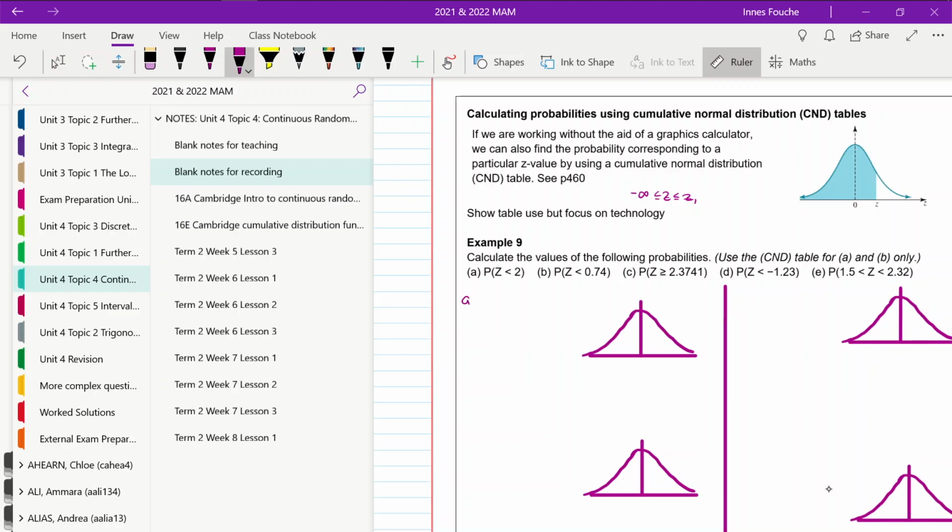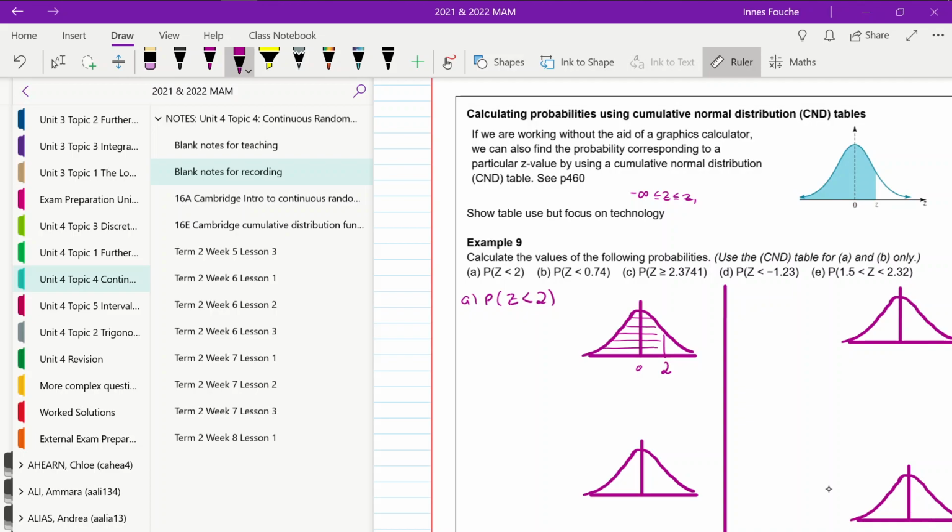So here what we're looking at is the probability of z being less than 2. Notice we're using z, so we're working with the standard normal distribution. I've drawn my little standard normal distributions already to save time. We're talking about less than 2, so I'm expecting a value of 2 here. Standard normal distribution, mean is 0. And I'm going to color in the area that I'm interested in.